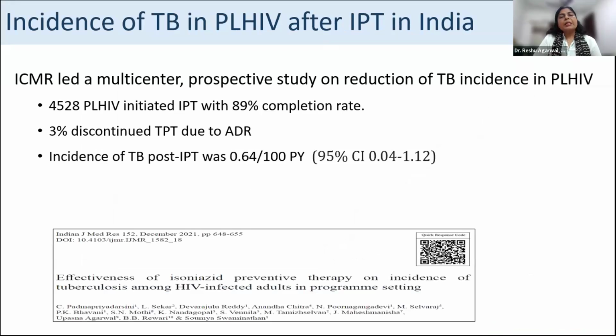The other piece, as I told you, is that we started the IPT rollout in country in 2016, and we really wanted to see what is happening with the PLHIV who were given IPT in the early phase. In this regard, ICMR did a very nice multi-centered prospective study. They found an 89% completion rate, 3% discontinuation because of adverse events, and the incidence of post-TB reduced to 0.64 per 100 person-years. So this is really very reassuring.